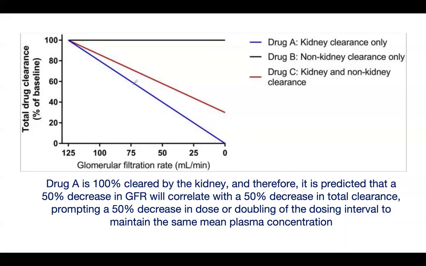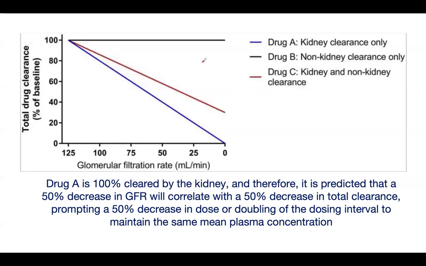But who are under that other drug category? This is the black line. They have no kidney clearance, only non-kidney clearance, so they are not much affected when there is chronic kidney disease. There are certain exceptions too.